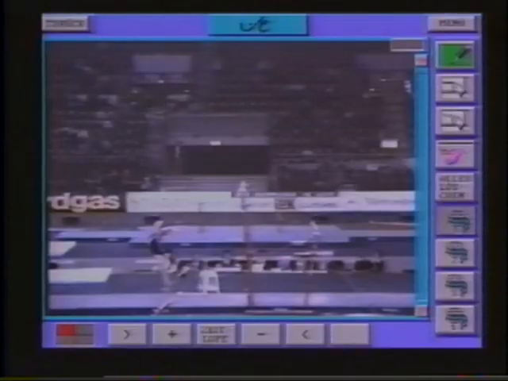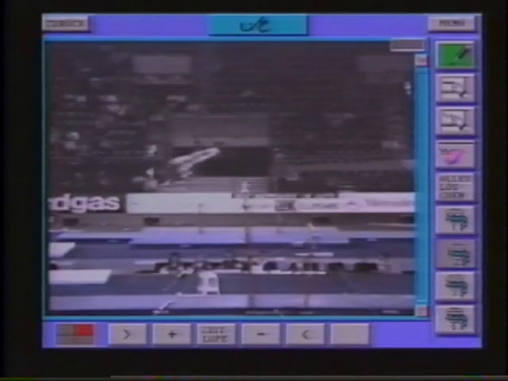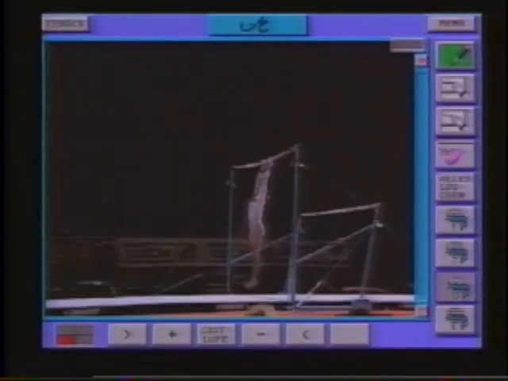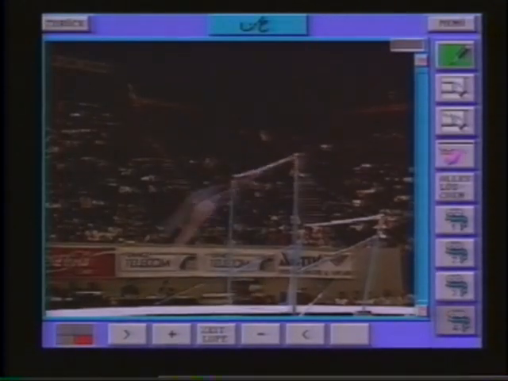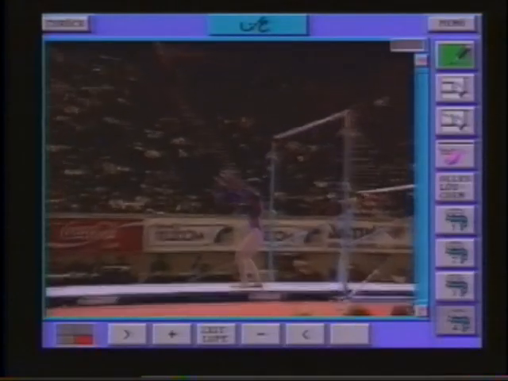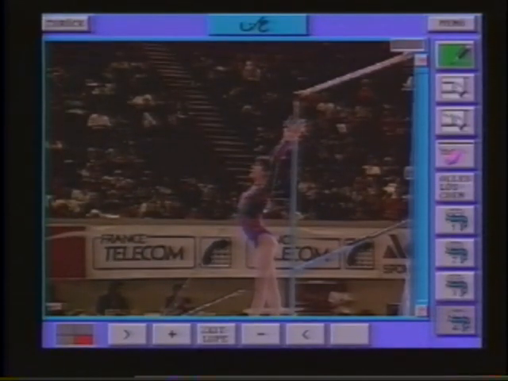Swing forward, full twist, B, no deduction. Same element, B, no deduction. Double twist, C, height, distance, form good, incorrect long axis turn, minus 0.05. Same dismount, height, distance okay, but 2 steps on the landing, minus 0.2.